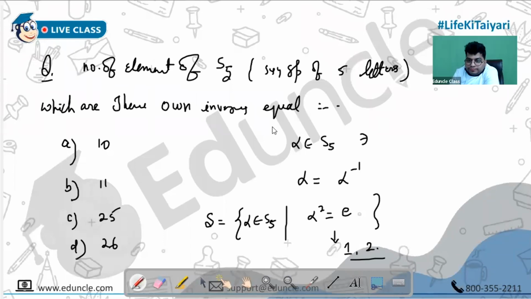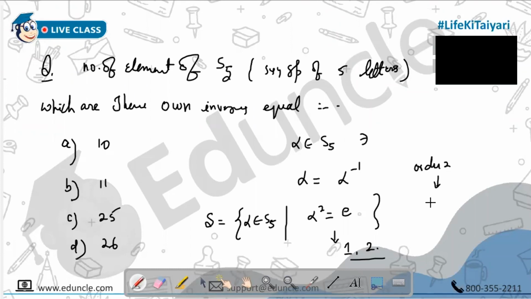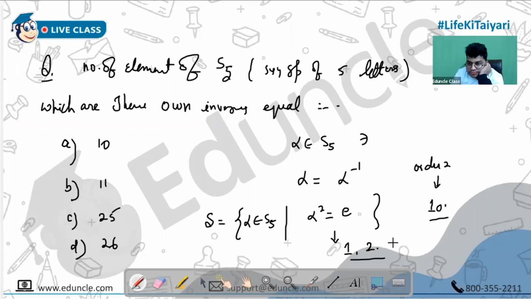I'm just asking. Order 2, 8? Order 2, how many elements? No, 10. Sorry, sir, 10. Only 10 elements: 5 factorial upon 2 times 3 factorial.